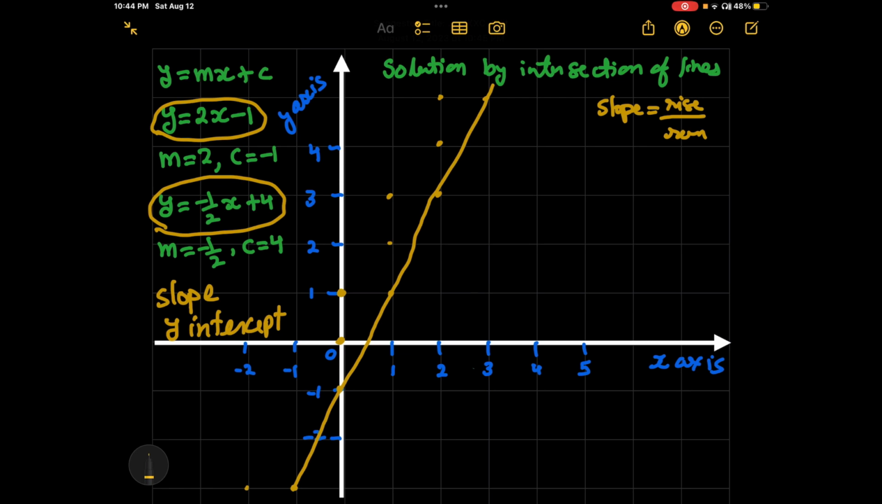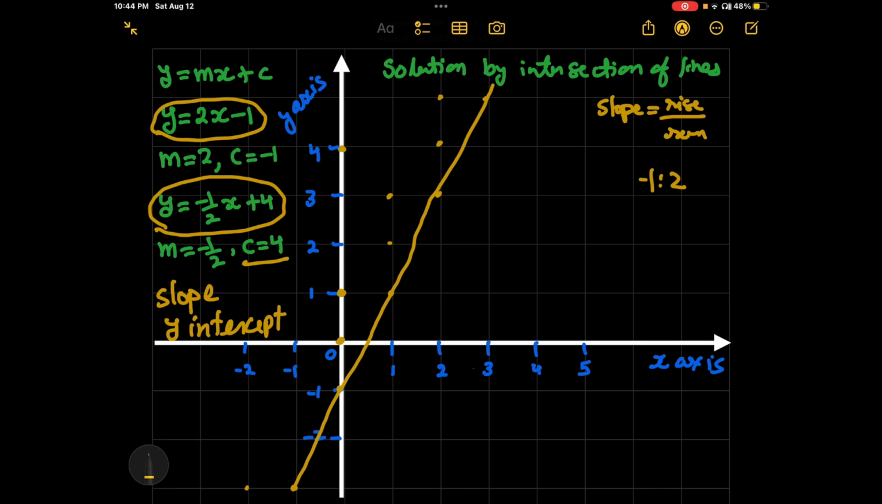Then the second line has a slope of minus half. A slope of minus half means a downward sloping line. That means we can say it has a ratio of minus 1 to 2. Rise over run, so rise is negative, which means it's going down, and run is 2. Its y-intercept is 4, so we will start over here, and now 1 down, 2 forward.